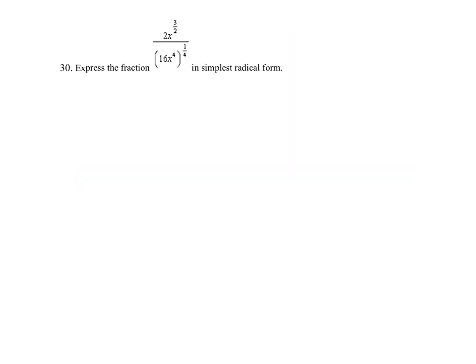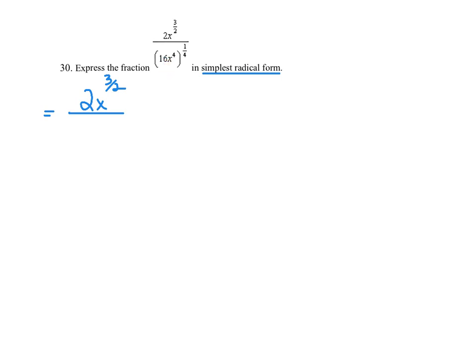Okay, so we need to express this in simplest radical form. So let's start with 2x to the 3/2 power, right? Then, in the denominator, notice that the entire piece here is being raised, the 16x to the 4th is being raised to the 1/4. But there are two things in here. There's the 16 and there's the x to the 4th.